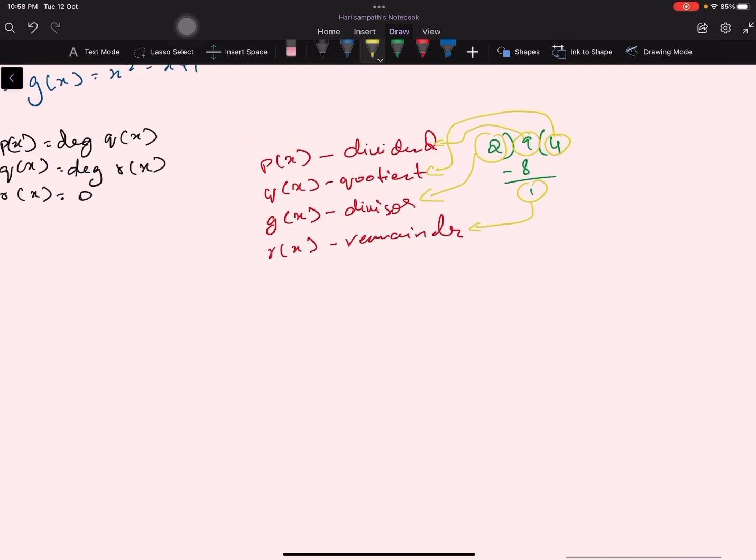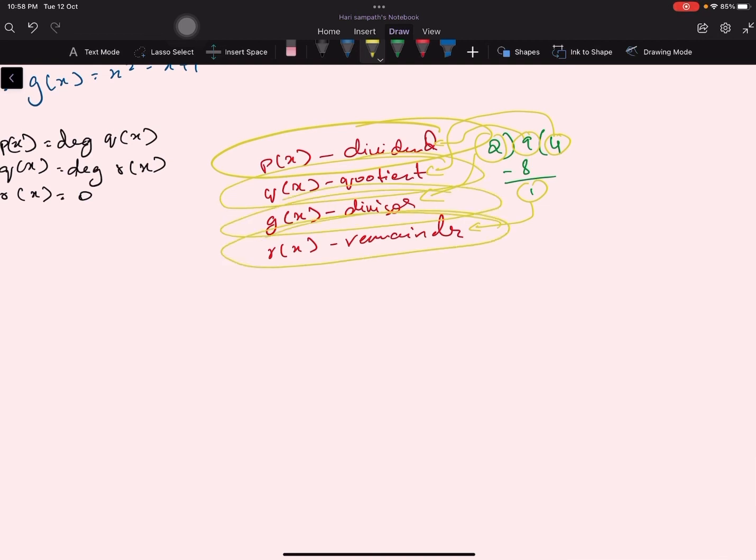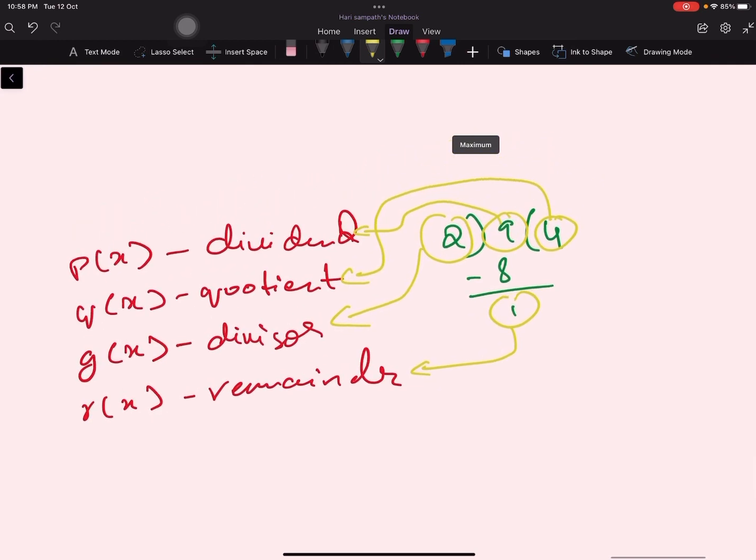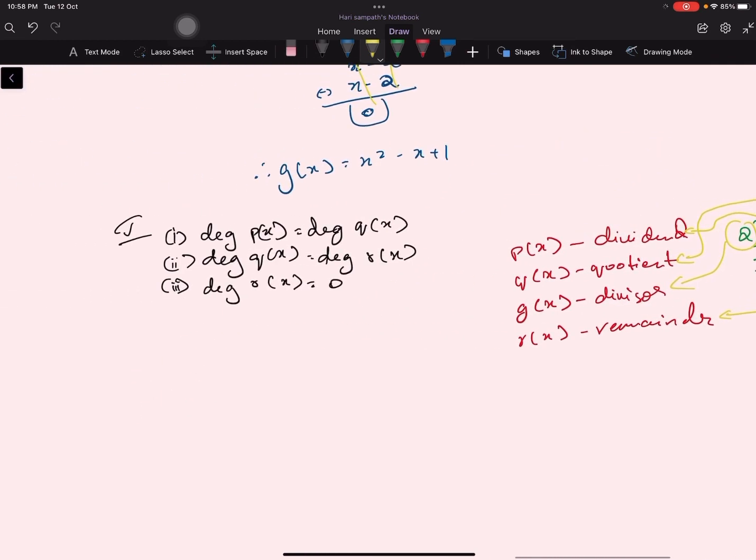Here I already wrote them down. P of x is the dividend, q of x is the quotient, g of x is the divisor, and r of x is the remainder. Here I just took normal numbers and pointed out what is what. You can just have a quick look. So with this knowledge, let's start.